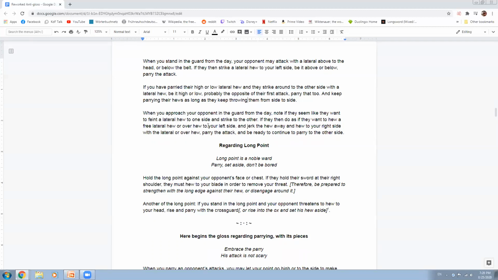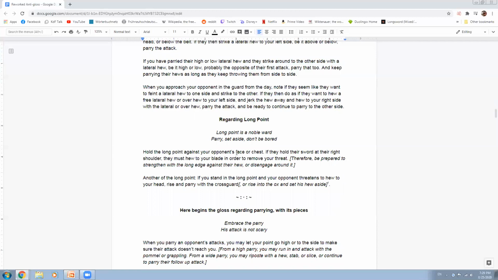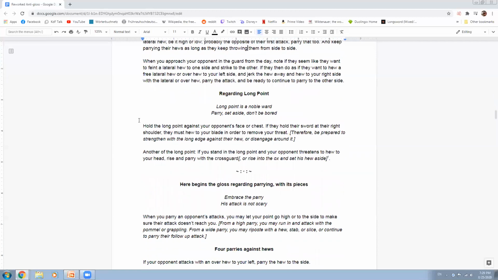Right, okay, so if they do a feint and hew to the other side, then parry that too, and continue to parry. So lots of parrying here. All right, long point. Hold the point long against your opponent's face or chest, and if they hold their sword to the right shoulder, they must hew to your blade in order to remove your threat. Therefore, be prepared to strengthen with the long edge against their hew or disengage around it.